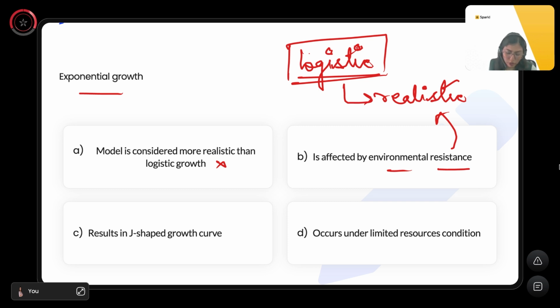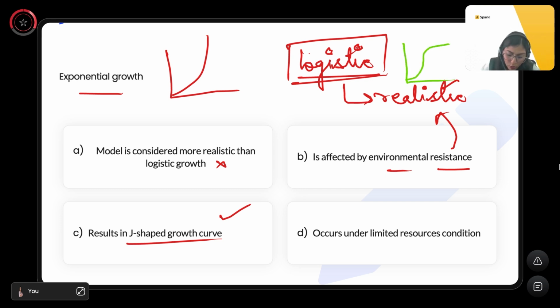लेट अस लुक एट द थर्ड ऑप्शन. रिजल्ट्स इन जे शेप्ड ग्रोथ कर्व. यस, अगर हम एक्सपोनेंशियल ग्रोथ की बात करें तो ये जे शेप ग्रोथ कर्व दिखाता है. एंड अगर हमें क्वेश्चन आएगा लॉजिस्टिक ग्रोथ कर्व के लिए तो हियर यू विल सी अ सिग्मोइड ग्रोथ कर्व. ओके, wherein you have a carrying capacity of environment. Clear? Let us look at the last option. Occurs under limited resource conditions. Here the conditions are unlimited. That is why it is an exponential growth. Clear?